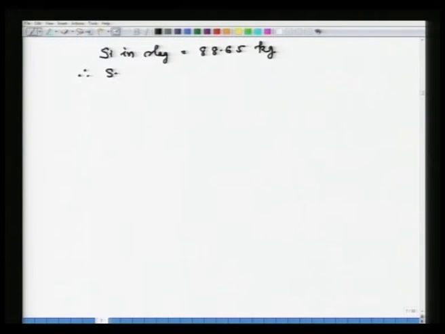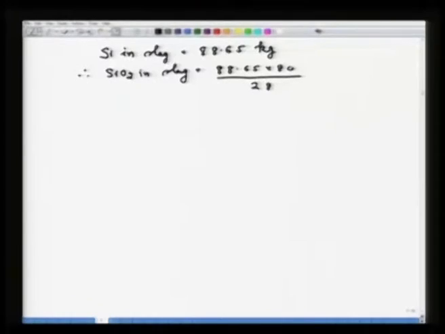Therefore, SiO2 in slag will be equal to 88.65 into 60 upon 28. Do not forget to convert Si to SiO2, because remember slag consists of oxides, it does not contain any elemental. We have done elemental balance for our convenience. You may do SiO2 balance. Hot metal does not contain any oxide, it contains only elemental form of the element. So, that is an important thing. That calculation gives you SiO2 in slag 189.97 kg.